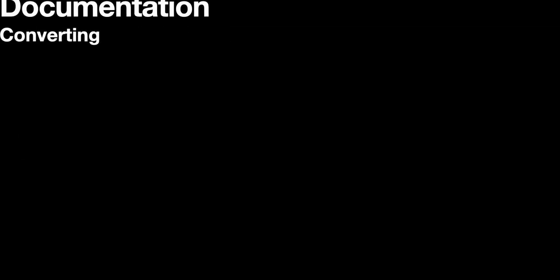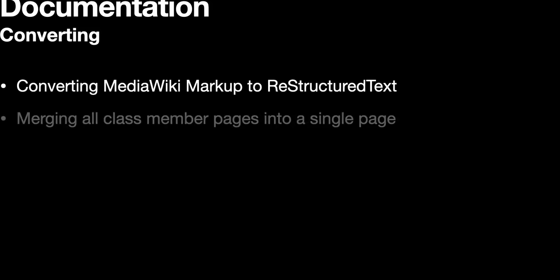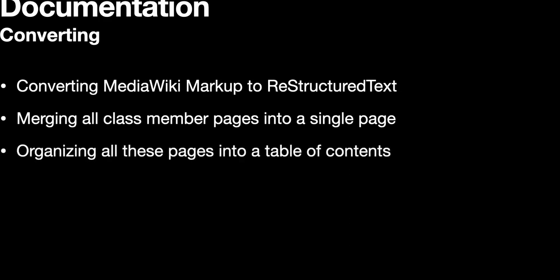So the first thing we had to do is convert from MediaWiki markup to ReStructured Text. ReStructured Text is the markup language that Sphinx uses, and MediaWiki obviously has its own. So that was the first step. Then we needed to merge all the class member pages into a single page. That was another change we were going to make. Then organize all these pages into some sort of table of contents. Fortunately, the Sphinx engine has a model for that, but the pages in MediaWiki weren't organized that way, so I had to create some way to do that.